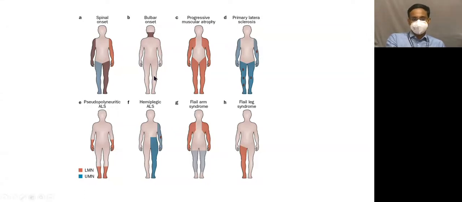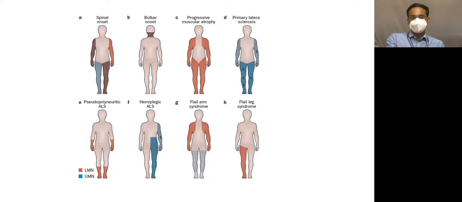And then the lesser common variants are progressive muscular atrophy. These are the symmetrical variants which we were discussing, where they have predominantly LMN involvement, so it remains a lower motor neuron dysfunction for a very long time. The next one is primary lateral sclerosis, again symmetric and with upper motor neuron involvement. So the dominant feature would be spasticity and not wasting and not fasciculation. That will be the dominant clinical finding.